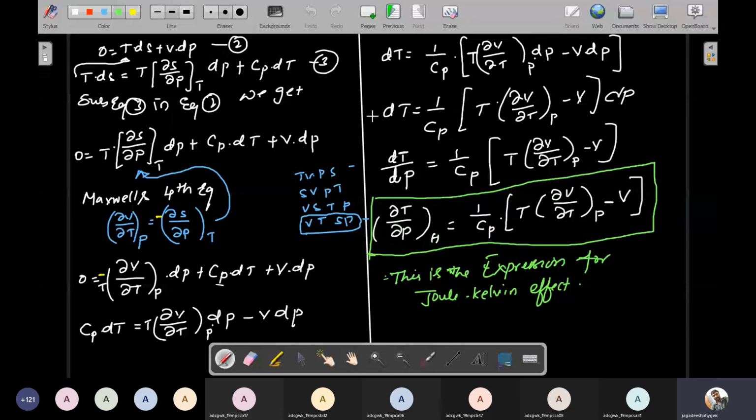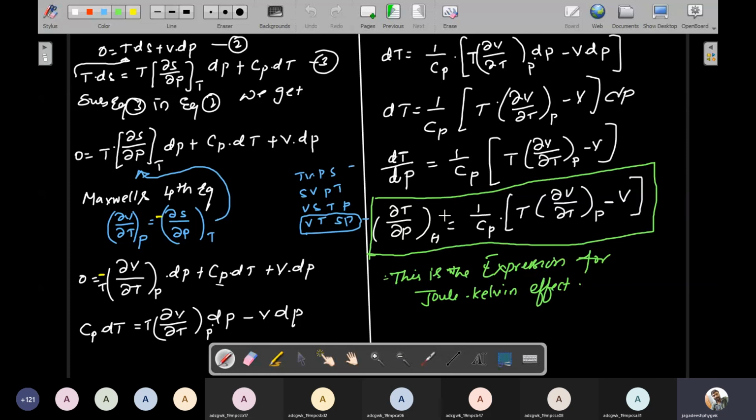From this equation, I rearrange to get ∂T/∂P at constant enthalpy. This is the changing temperature with respect to changing pressure at constant enthalpy. This is the expression for Joule Kelvin effect. So please note, everybody, I want to prove it.